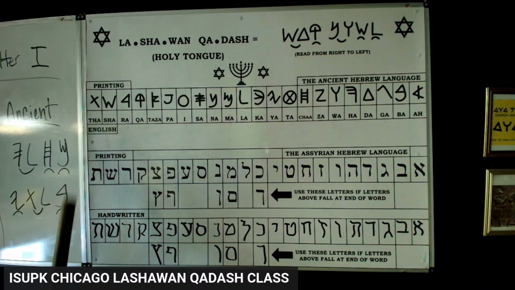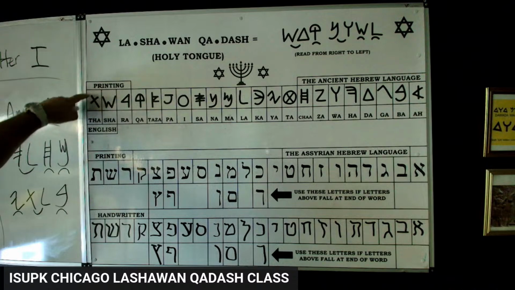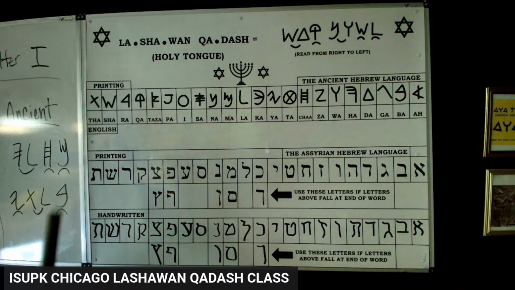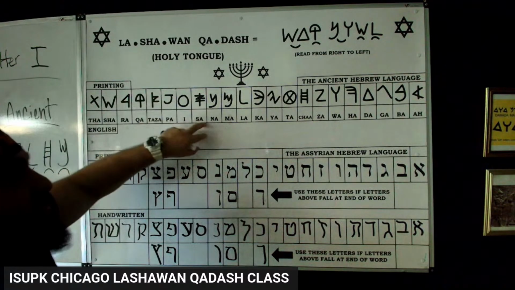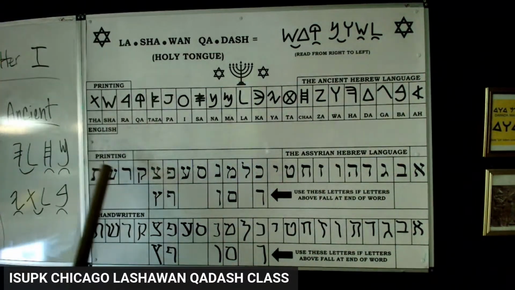Then you got Tha, that looks like an X, except on the left side, at the bottom left side, it doesn't touch at the bottom. So just rise it up a little bit, and you got your little X form, but it's not like an English X. And that will be your Lashawan Qadash ancient Hebrew alphabet from right to left.